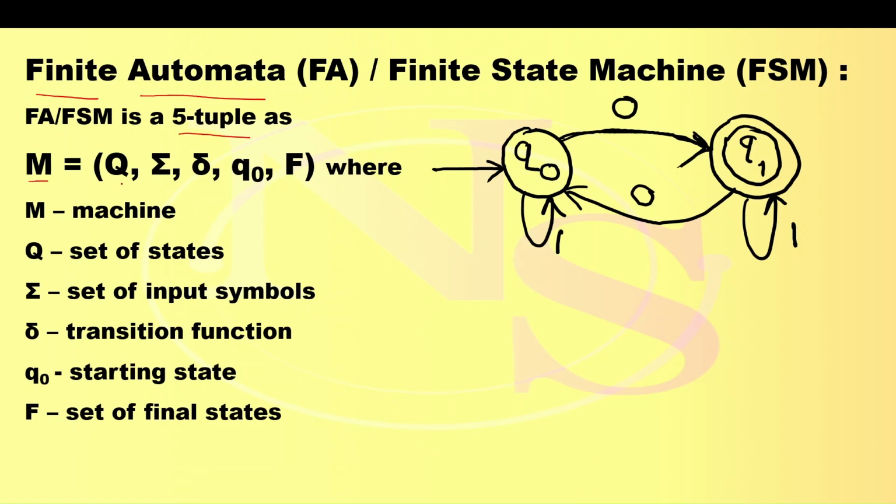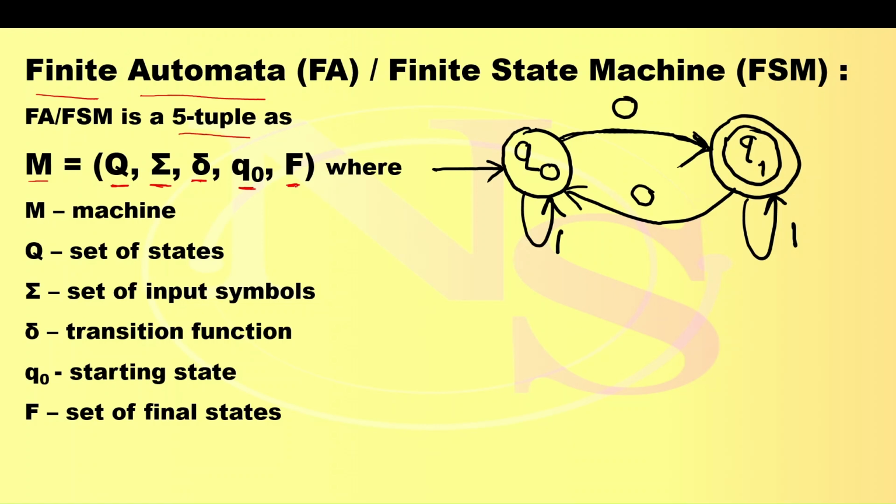For example, a set of states. Each state takes some input. Input is available in the set of input symbols sigma. Based on the received input, one state moves to another state as per the transition function, and this set of states consists of a starting state and final states. Here the starting state will be only one, but there may be more than one final state.